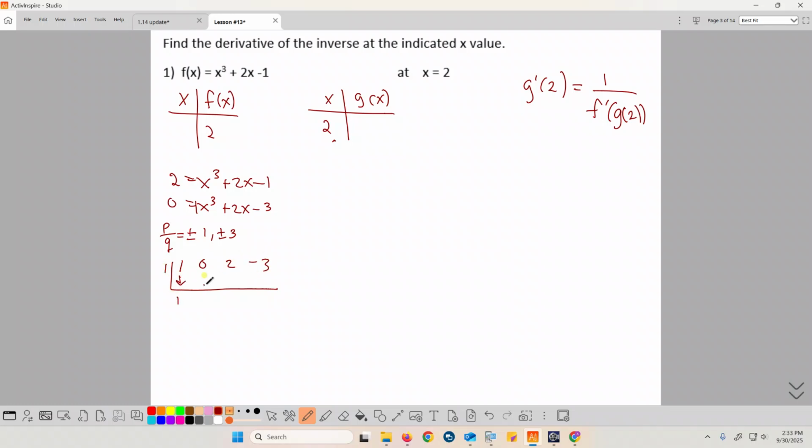All right, bringing down this 1. 1 times 1 is 1. 0 plus 1 is 1. 1 times 1 is 1. 2 plus 1 is 3. And 3 times 1 is 3. And we did get a 0 here, so that's great, right?